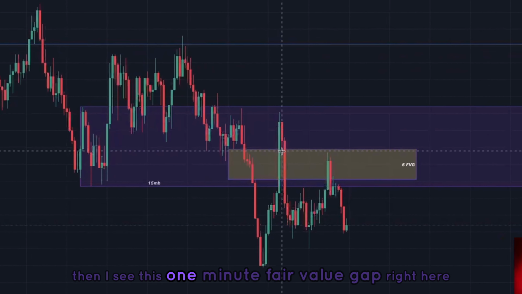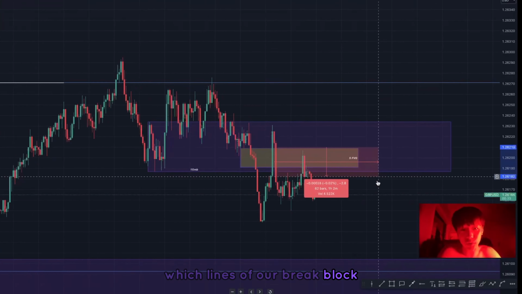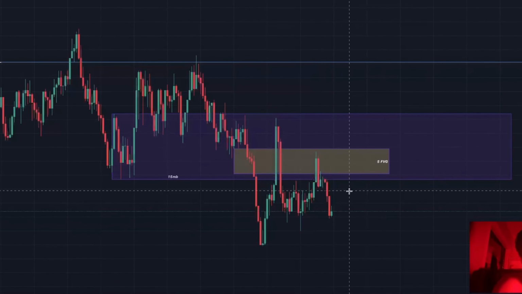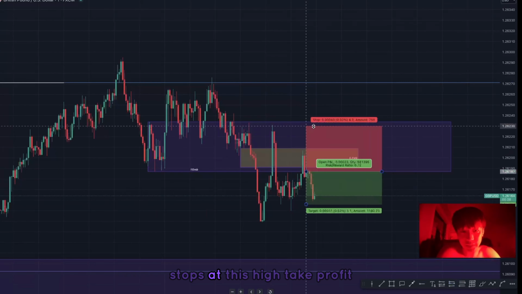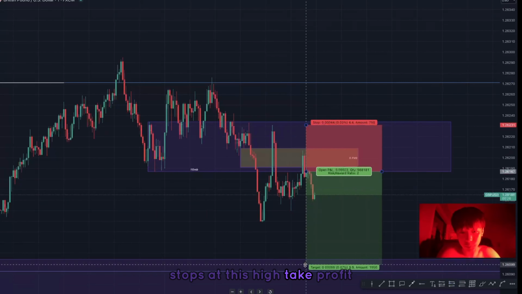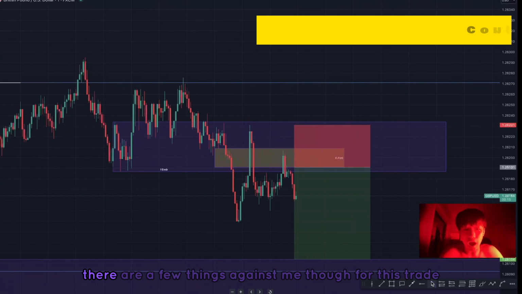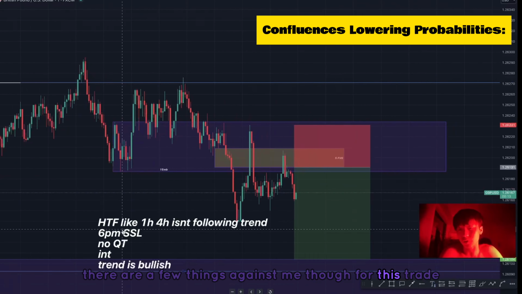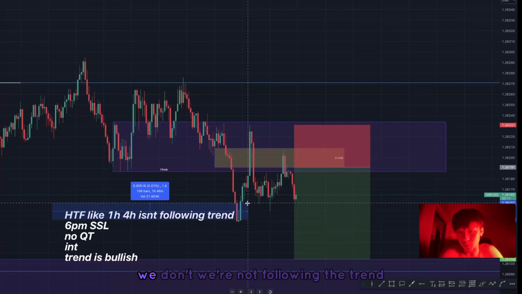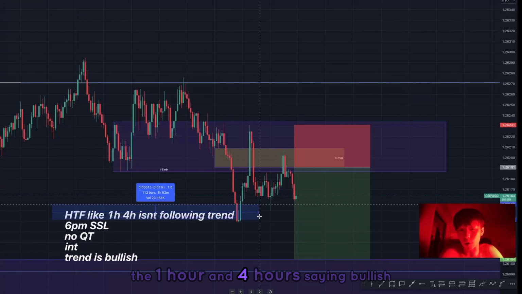Then I see this 1 minute fair value gap right here, which lines up with our breaker block, and I entered somewhere around here. Stops at this high, take profit at the fair value gap. There are a few things against me though for this trade. So the high time frame, we're not following the trend. The 1 hour and 4 hours saying bullish.